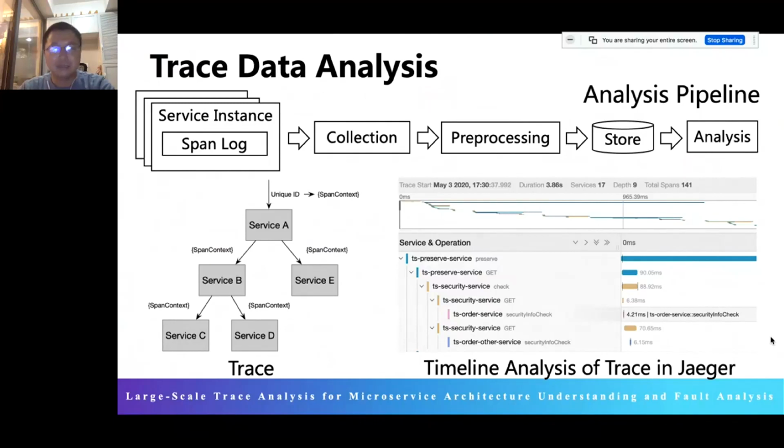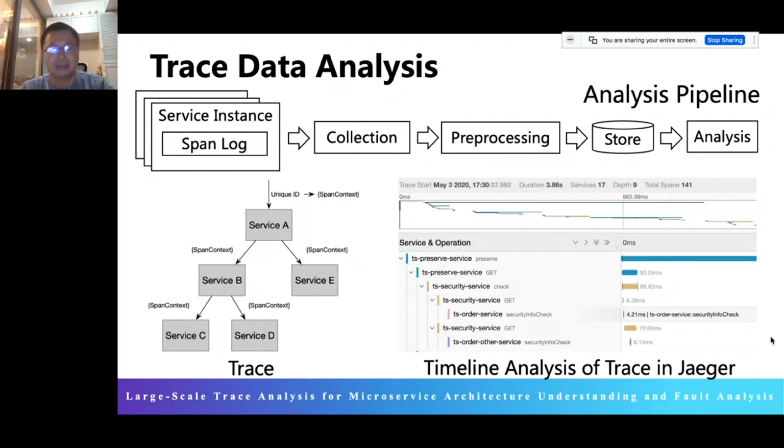Nowadays more and more microservice applications have adopted a runtime trace pipeline for the collection and analysis of runtime traces. The microservice traces are actually initially produced by each service instance. Each service instance will produce some span logs. A span log means an invocation between 2 service instances. So these span logs are distributed in different service instances.